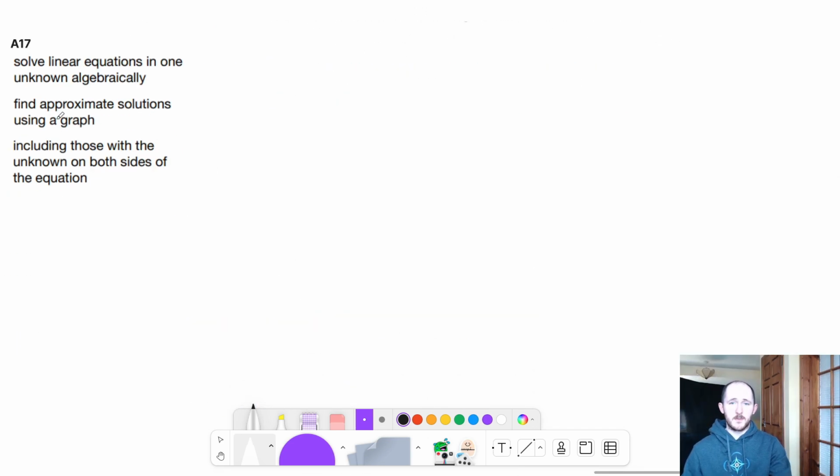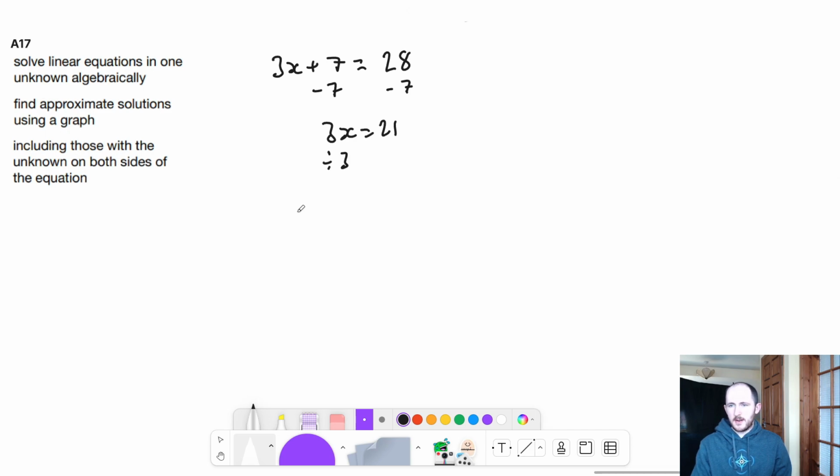For part 17 of algebra, we have to solve linear equations in one unknown algebraically and also be able to find solutions using a graph, including those with the unknown on both sides of the equation. So you could have something along the lines of 3x + 7 = 28, and they can say solve for x. In this case you would subtract 7 from both sides and then divide by 3 to get x = 7.